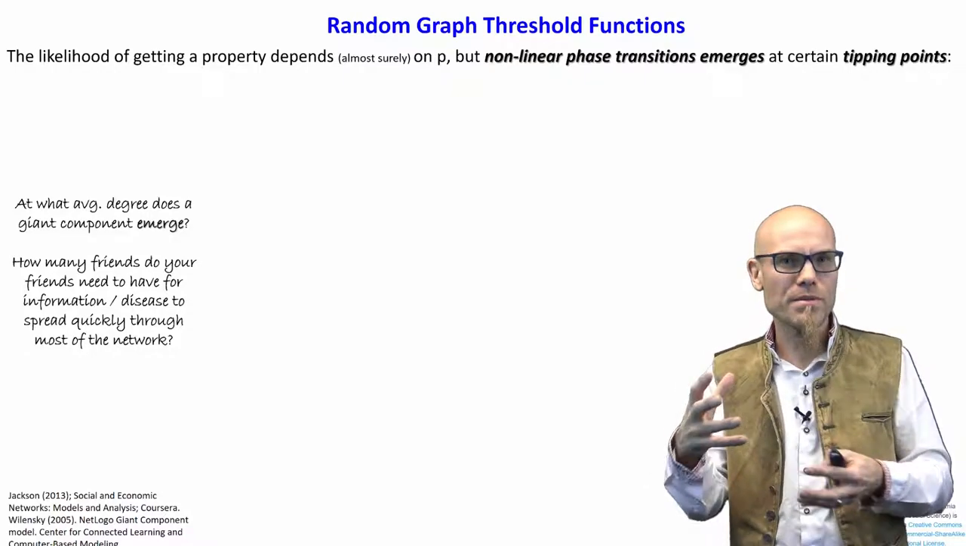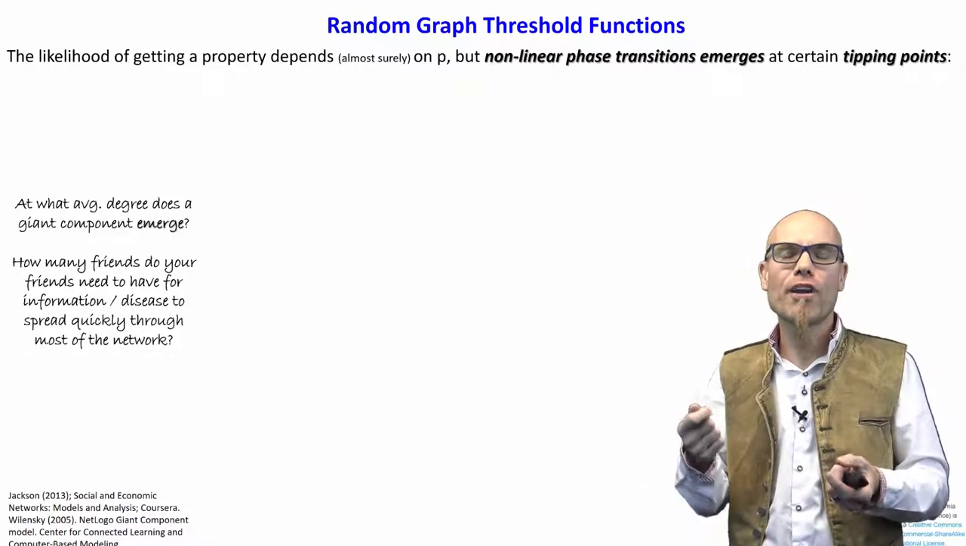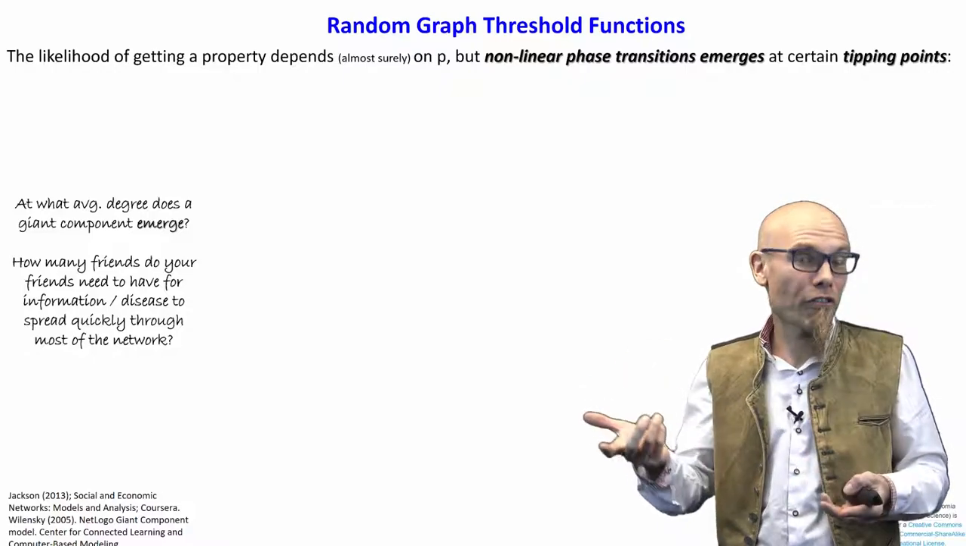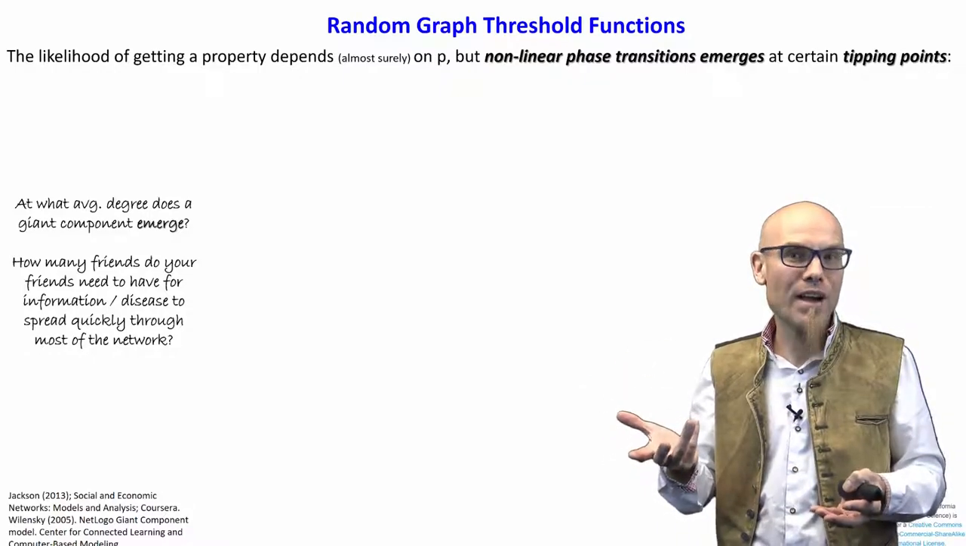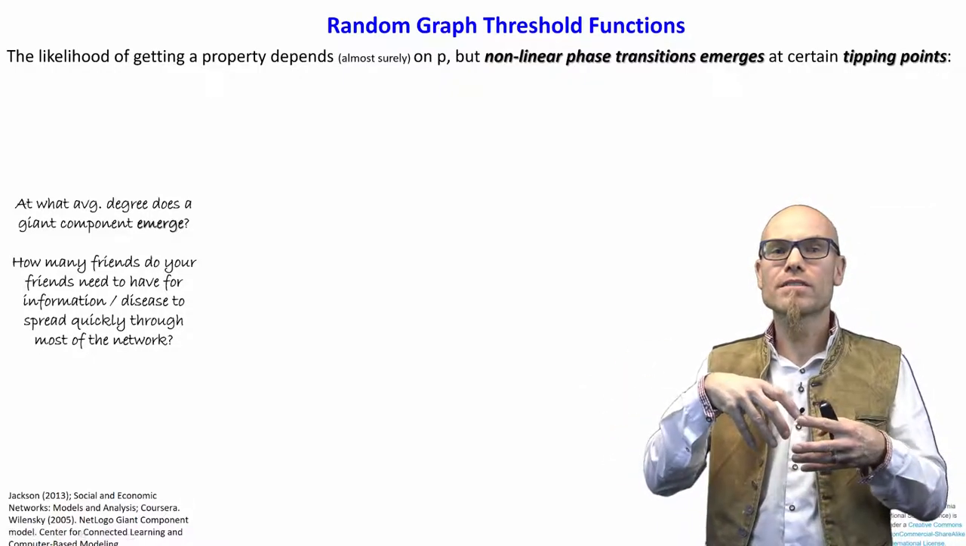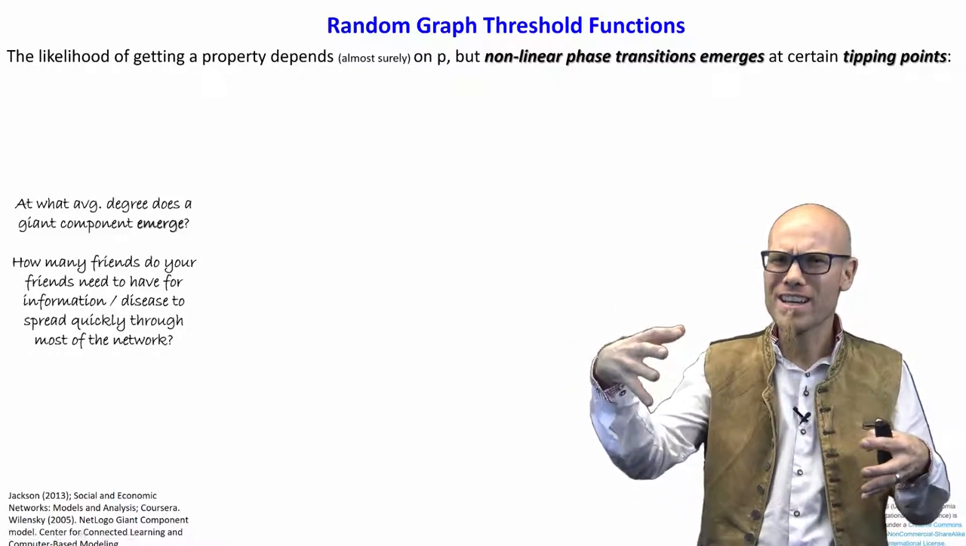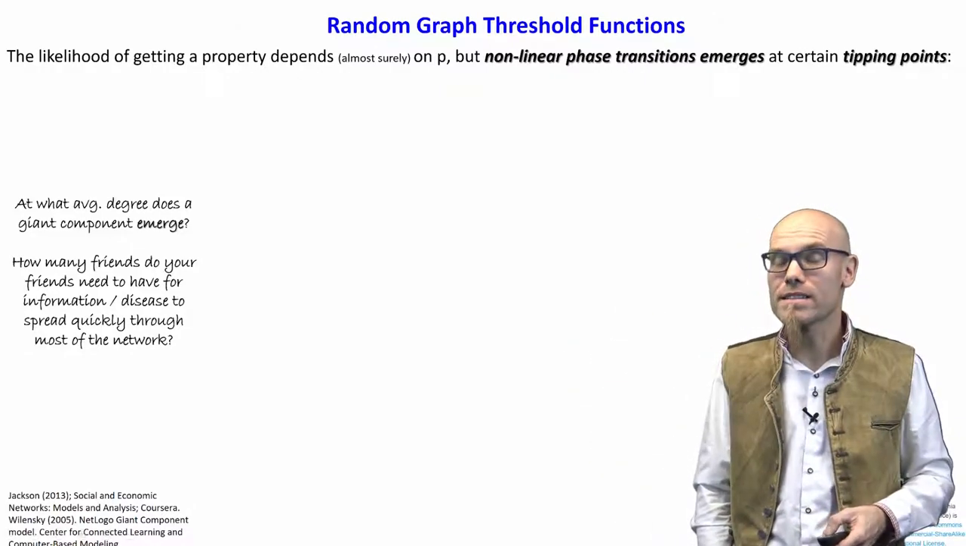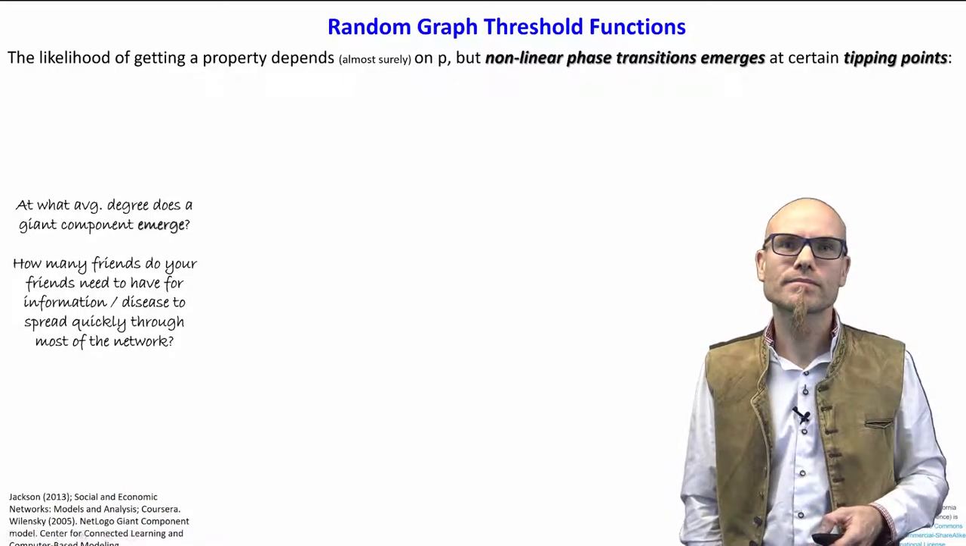So when do we have networks where everybody is connected? How many friends does everybody need to have on average in order for us to have most people connected in one giant component? That's the technical term for it.